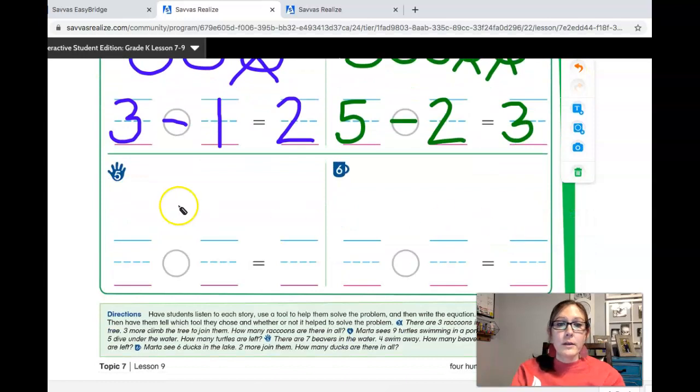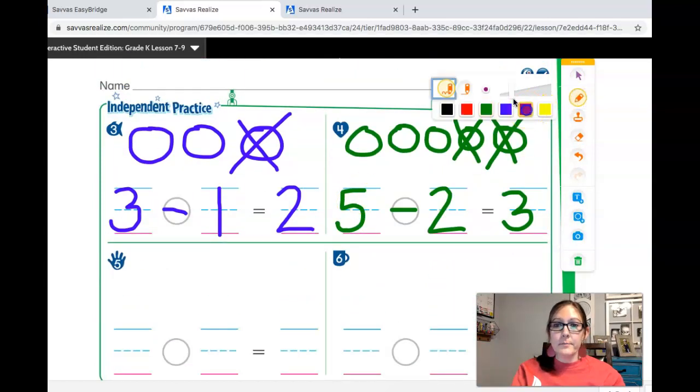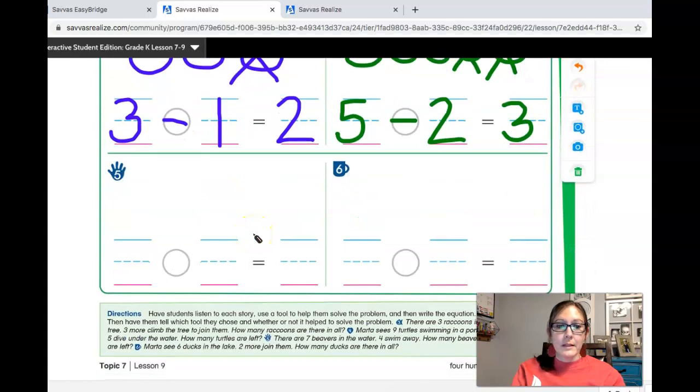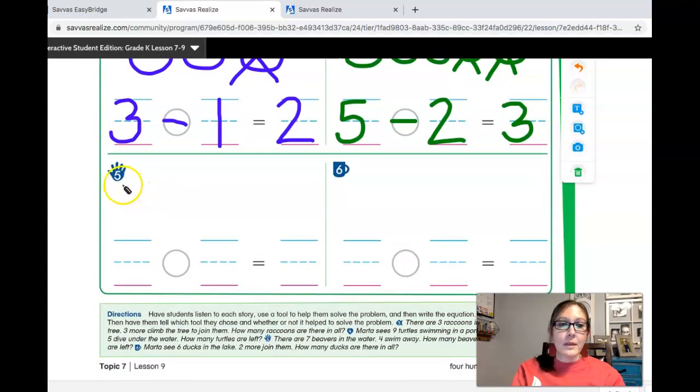Let's do some more. For number 5 handprint, listen closely. There were 4 pieces of candy sitting on the table. Mr. Barnard ate 2 of them. How many pieces of candy are left? Let's draw the picture. Here we go. 1, 2, 3, 4. Why did I draw 4 counters? Because I said there were 4 pieces of candy on the table.